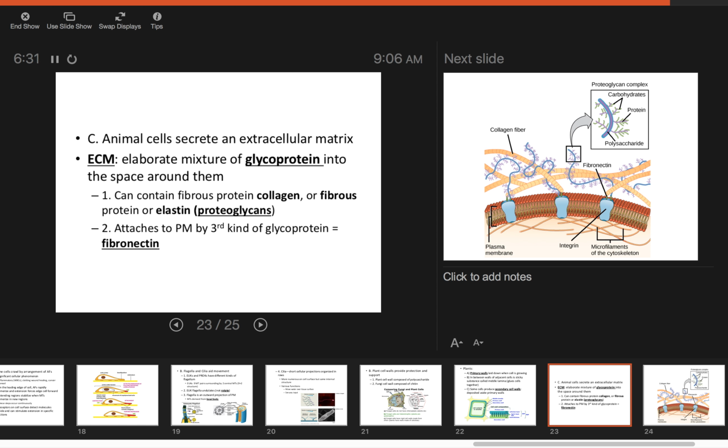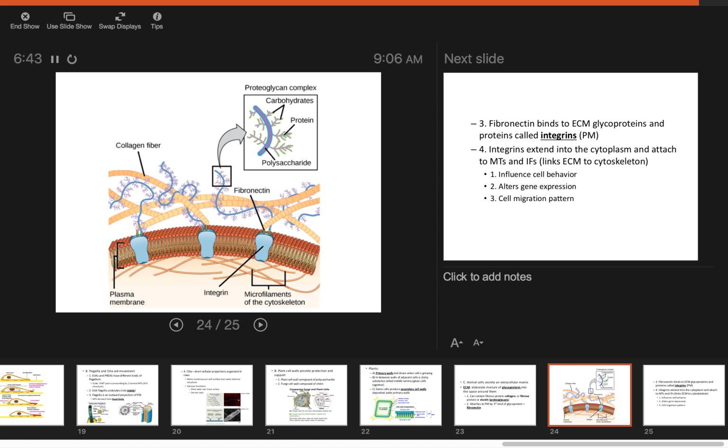It attaches to the plasma membrane by a third kind of glycoprotein called fibronectin. You may need to know what the fibronectin is. So I have a diagram on the next slide that shows you what the ECM looks like and how it's connected to the plasma membrane. So here's my collagen fiber just kind of woven outside of the cell. Here's the phospholipid bilayer. We got some protein embedded into it. And then right here, these little green tubes, that's your fibronectin that's connected in the ECM to the actual cell.